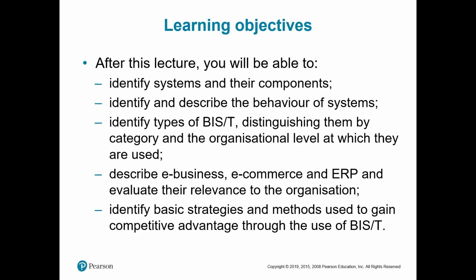You will also be able to identify types of business information systems or business information technology, distinguishing them by category and the organizational level at which they are used. So we will look at different types of business information systems and the different levels. Last week we spoke about the strategic stage, the tactical, and the operational, which is the top level, middle level, and lower level.